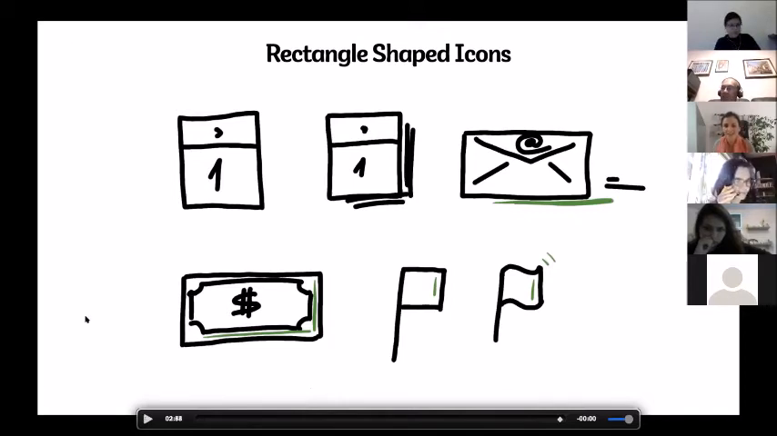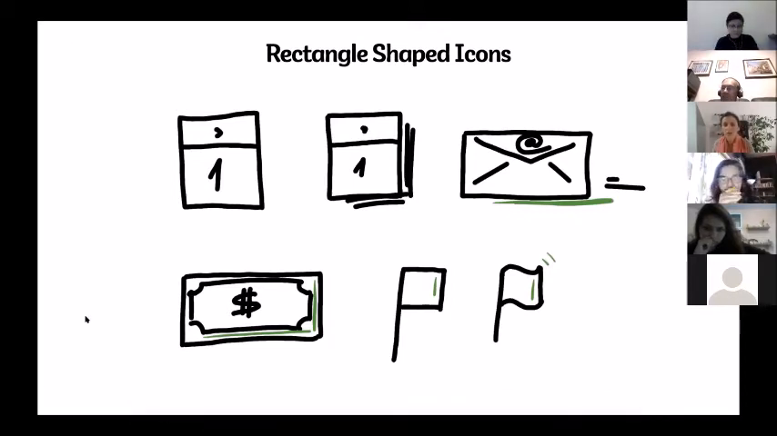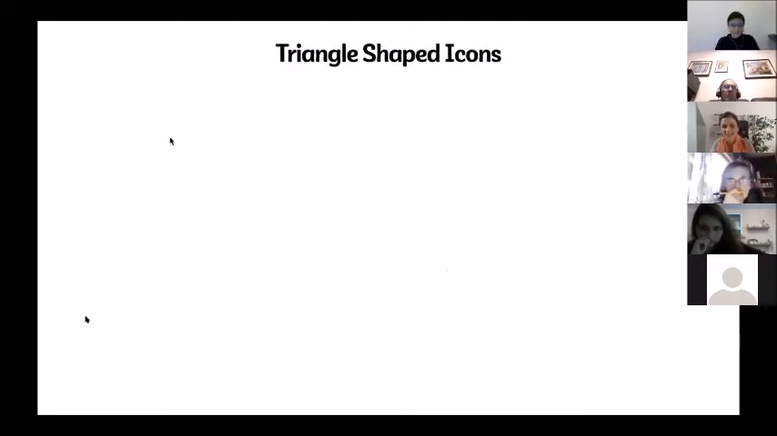Okay, ready? Now we're going to do a couple of triangle shaped icons, and then we proceed with drawing people, which is really fun. Okay, ready? Triangle shaped icons. First, we're going to draw another flag for a milestone.